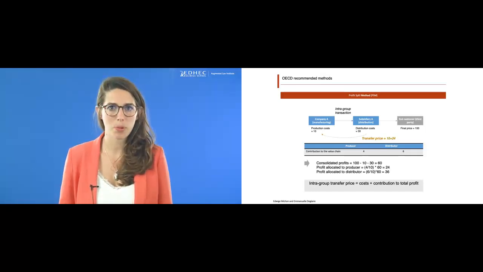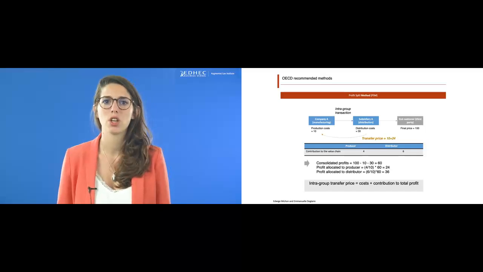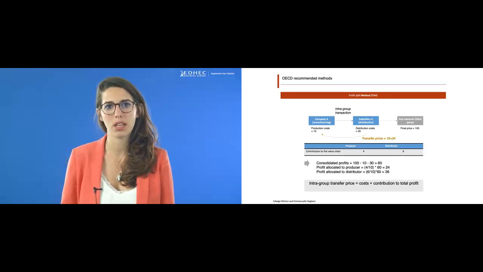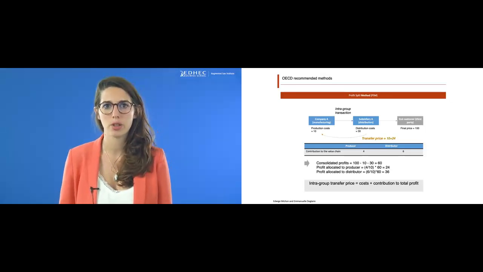So in this example, let's say that the production company is given a score of 4 out of 10 for its participation in the value chain, whereas the distribution company is given a 6 out of 10.